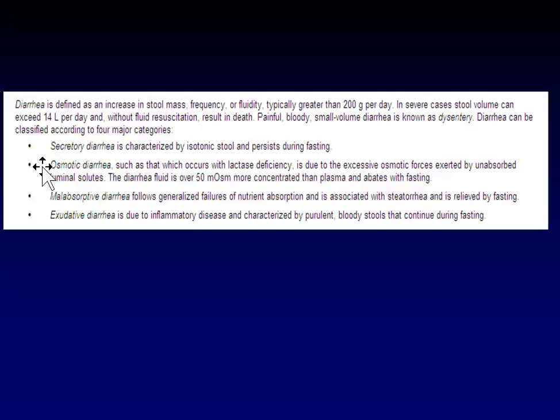Osmotic diarrhea occurs when there is some undigested nutrient, such as with lactase deficiency, and it's due to excessive osmotic forces. This is hypertonic stool and stops if the patient stops eating. Malabsorptive diarrhea also results from failure of nutrient absorption, usually with steatorrhea, and again is relieved by fasting. Exudative diarrhea is due to inflammatory disease, usually infectious, and has purulent bloody stools and continues during fasting.